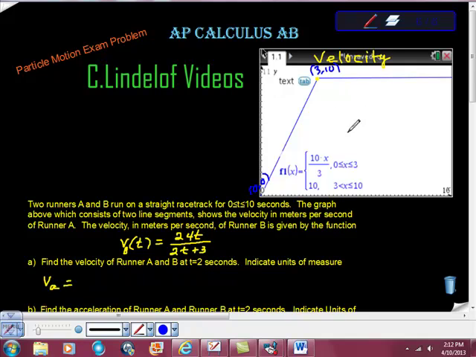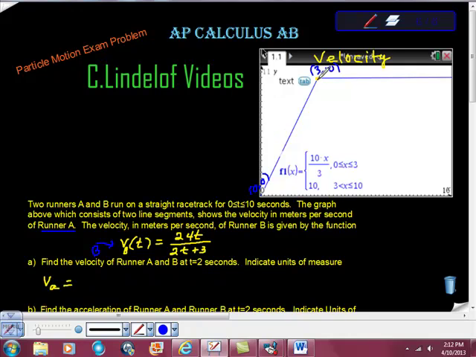The graph above, this graph right here, which consists of two line segments, shows the velocity in meters per second of runner A. So that's runner A. The velocity in meters per second of runner B is this, right? So this is B. So we're asked to find the velocity of the runner at time t equals 2 seconds, right? So the velocity is this.